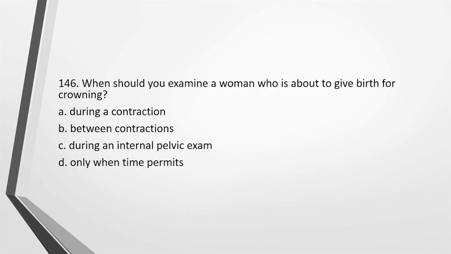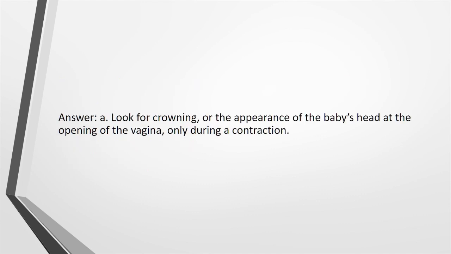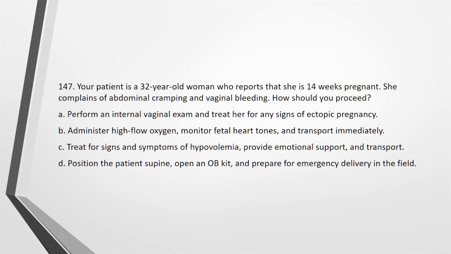146. When should you examine a woman who is about to give birth for crowning? A. During a contraction. B. Between contractions. C. During an internal pelvic exam. D. Only when time permits. Answer. A. Look for crowning, or the appearance of the baby's head at the opening of the vagina, only during a contraction.